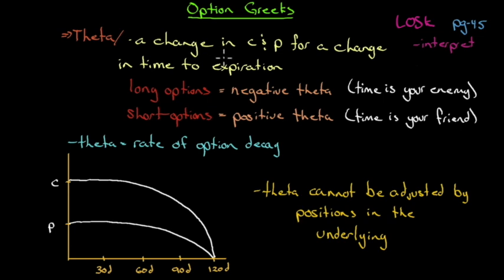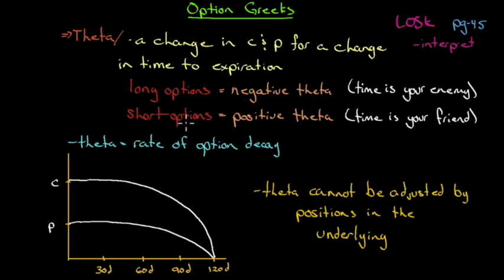It is a change in the value of the call and the put, or the change in the value of any option, for a change in the time to expiration. If we are long options, we have negative theta. Time is our enemy. So if I buy a 30-day call, tomorrow it's only a 29-day call, then a 28. I only got 28 days for it to work. Eventually I'll only have 20 days, then 10. So it's got to work within those 30 days. So I have negative theta.